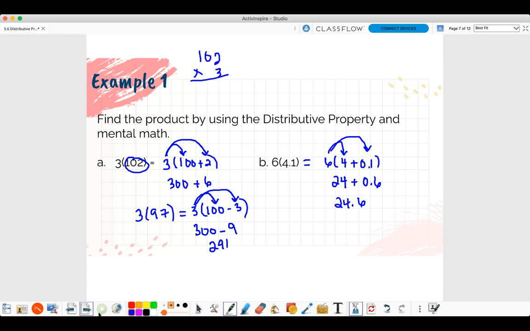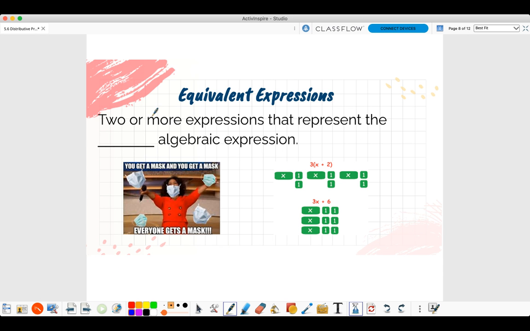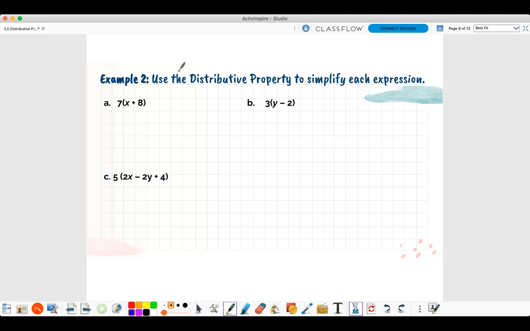All right. How about when you have expressions now? Equivalent expressions are two or more expressions that represent the same algebraic expression. So use the distributive property to simplify each expression. We talked about over here when you're multiplying one term to a term with more than one item, you have to break that up. Over here, we cannot combine x plus 8 and get 8x. They're unlike terms. We just talked about that. So you're going to have to do 7 times x and 7 times 8.